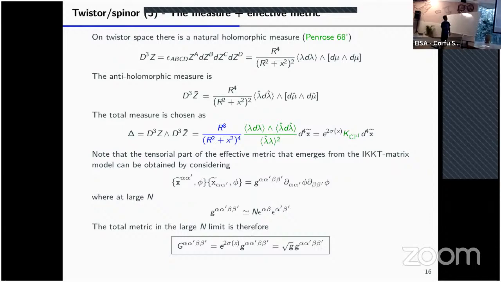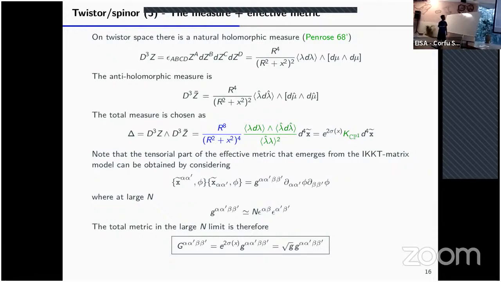Now the total symplectic measure on twistor space will be chosen as the following. If you wedge D^3 Z with D^3 Z bar, it splits into two parts. The first part is the conformal factor coming from the square root of the determinant of the matrix G. The second part is a top form on CP^1, and the last part is just the usual D^4 X in four dimensions.